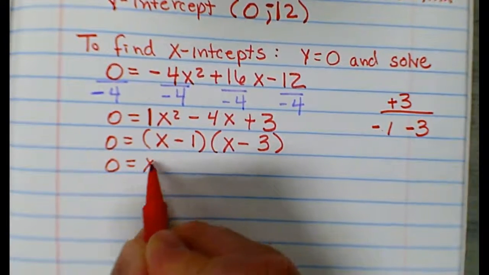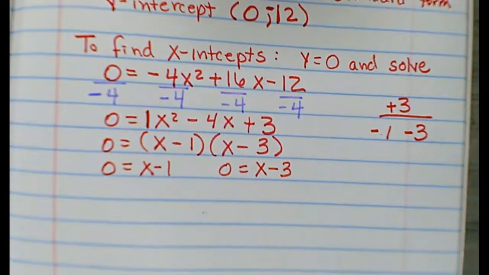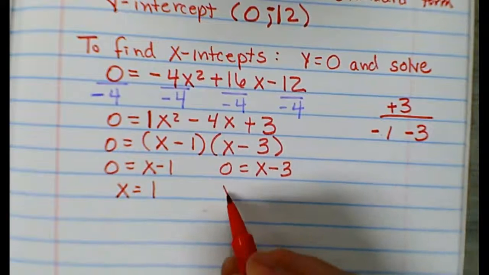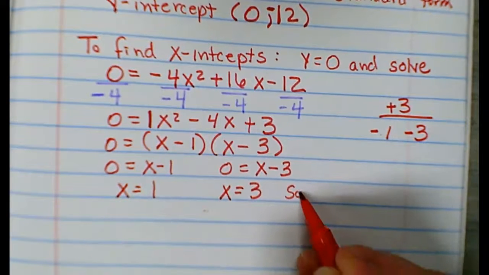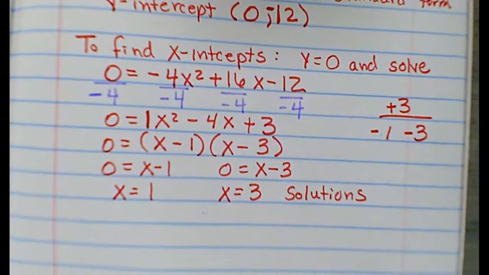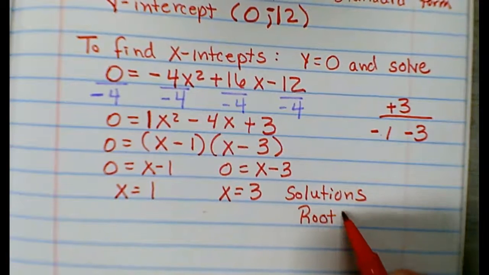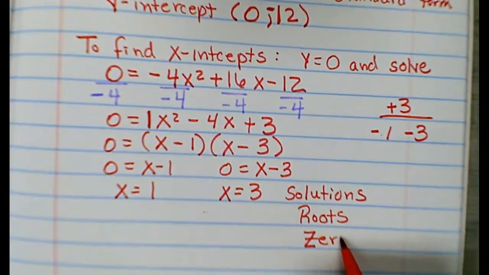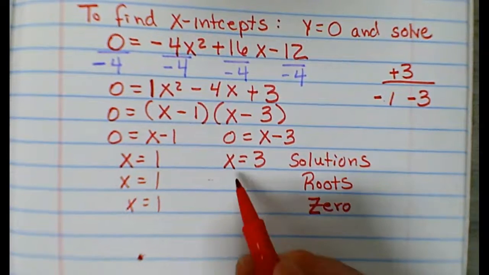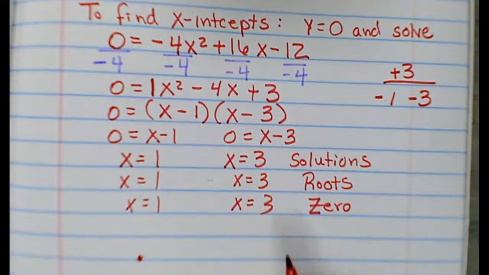I have not quite finished solving. I have to use my 0 property rule. I need to add 1 to both sides. I need to add 3 to both sides. And these are my solutions. Another name for solutions is roots. Another name for both of those is zeros. In this form, these are solutions or roots or zeros.